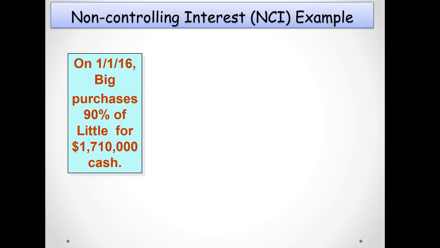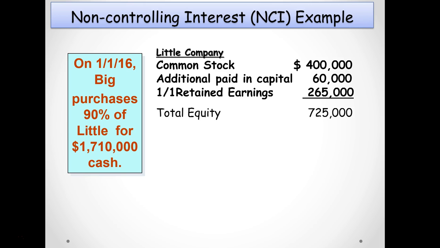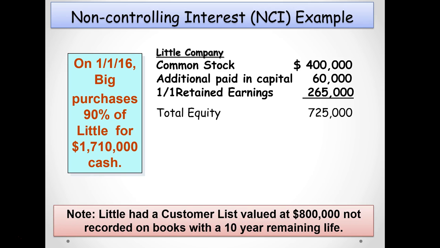Now let's take a look at an example. On 1/1/16, Big purchases 90% of Little for $1,710,000 cash. Little has total equity of $725. Little also has a customer list valued at $800,000, not recorded on the books, with a 10-year life.